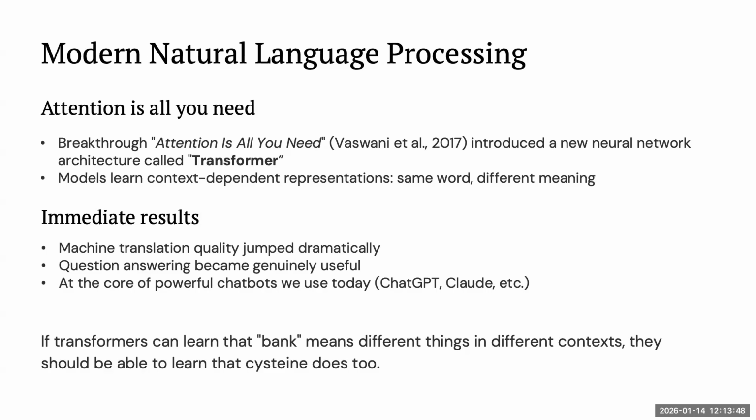It had immediate results: machine translation quality jumped dramatically, and question answering became genuinely helpful. It is essentially at the core of pretty much every language model and every chatbot that you use; they all encode this concept of attention. So the claim is that if this new neural network architecture powering language models can learn that bank means different things in different contexts, then we probably can get it to understand that a cysteine can have different roles and mean different things in different contexts.